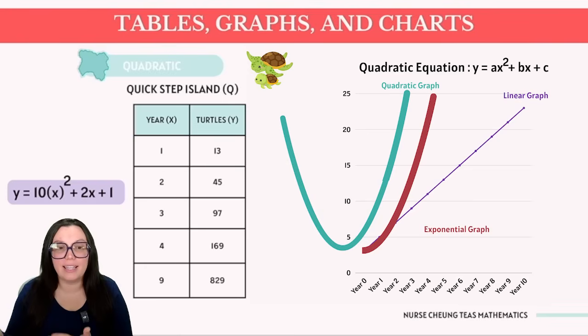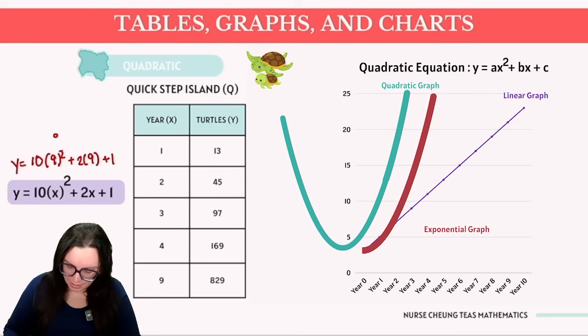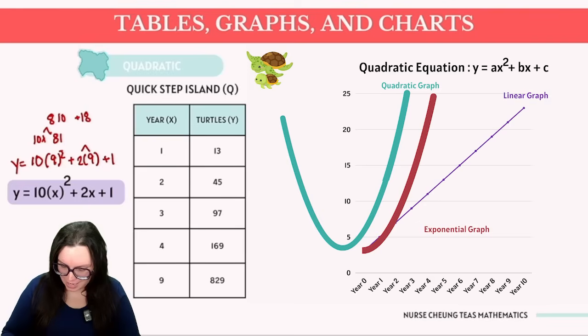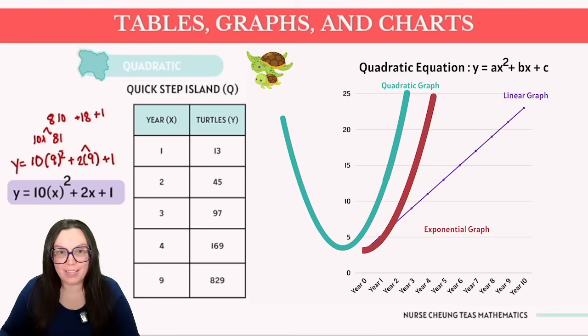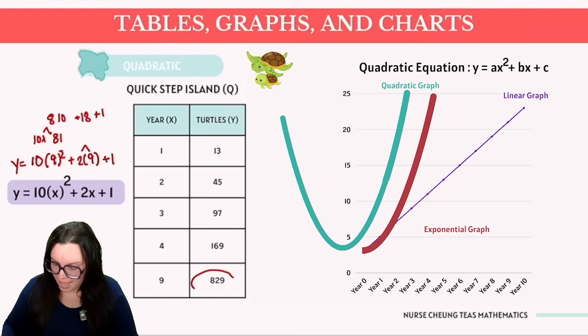This means that for the 9th year, the population would be 10 times 9 years squared plus 9 times 2 plus 1. Doing our calculations, we have 9 squared is equal to 81. 10 times 81 is equal to 810. 2 times 9 is equal to 18. And then, of course, we bring up the number 1. So if we add all of these numbers together, we're going to get a total of 829 turtles by the time that we reach our 9th year.